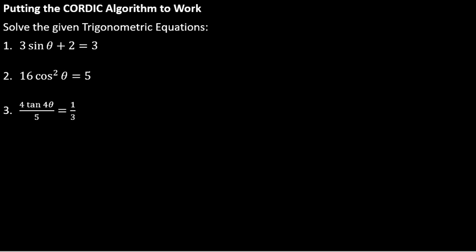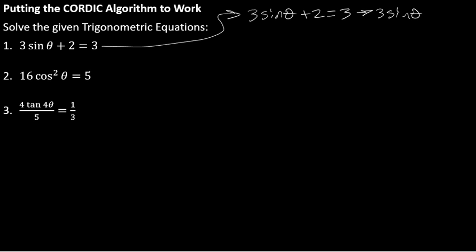So here we have a trigonometric equation, and it's going to give us a non-special trigonometric ratio. So let's solve it. 3 sine theta plus 2 equals 3. I'm going to subtract 2 from both sides. That gives me 3 sine theta is equal to 1. Divide by 3 on both sides. That gives me sine theta equals 1/3.